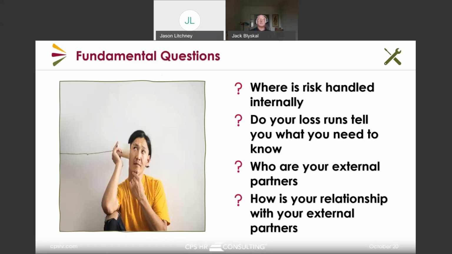And how is your relationship with those external partners? You want to have a good working relationship, especially with your broker and your TPA, and if you're in a JPA with them. You need to have that because that's going to help you control your loss, identify your loss, and they may have trainings that help you deal with your losses.